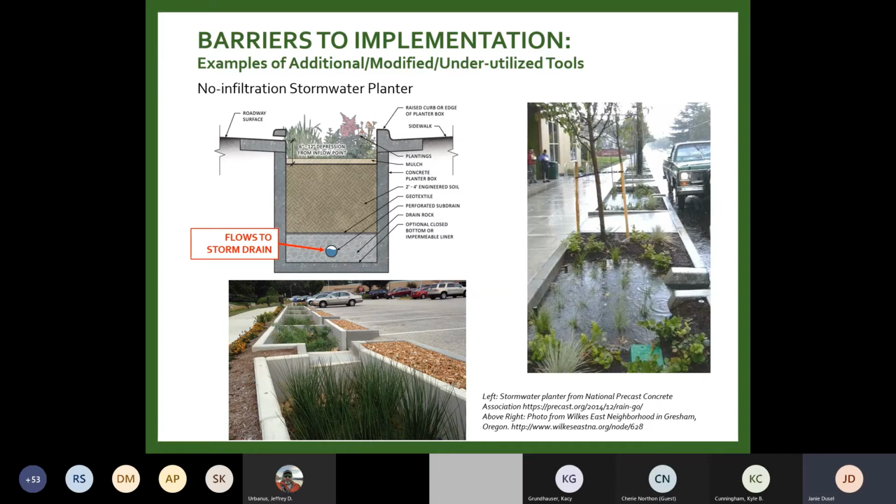However, if for some reason you do have a site where you'd like to use infiltration, this can be configured with an open bottom. You don't have to actually put the concrete here. That's always an option. So this is one tool that I think has a lot, and again, it's just the bioretention cross section contained in a different way.